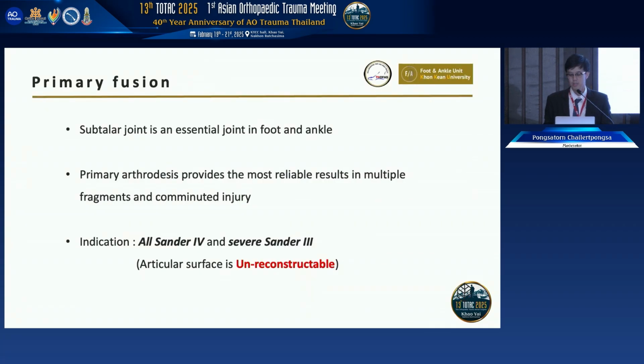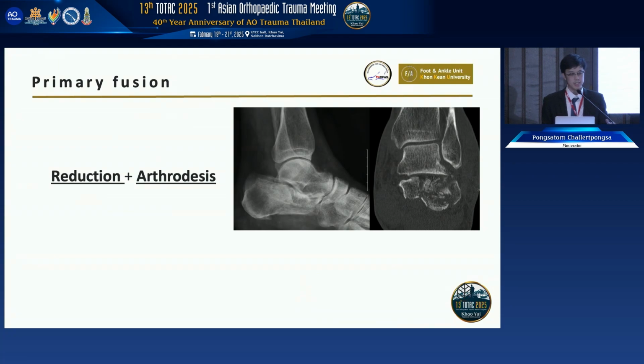First of all, we have to know that the subtalar joint is an essential joint in the foot and ankle. Progression of post-traumatic arthritis is inevitable in most Sanders type 4 fractures due to the severity of articular damage. Primary arthrodesis can provide a reliable pain and functional outcome in severe cases like this. To achieve a good outcome in primary fusion, there are two parts to the procedure.